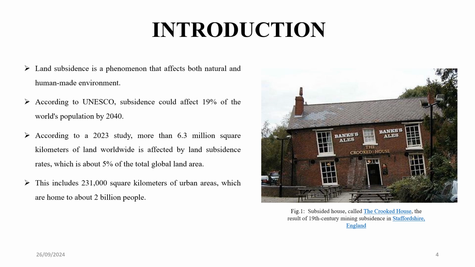According to a 2023 study, more than 6.3 million square kilometers of worldwide land is affected by land subsidence, which is about 5% of the total global land area, which is home to about 2 billion people, and that includes 231,000 square kilometers of urban area. This is a picture of land subsidence in Staffordshire, England, showing a house affected by subsidence due to 19th century mining, also known as Crooked House.